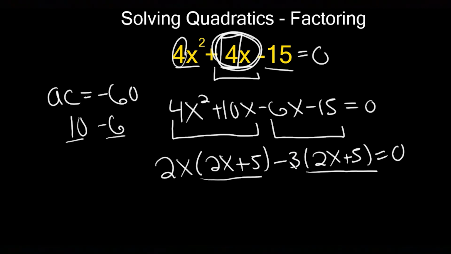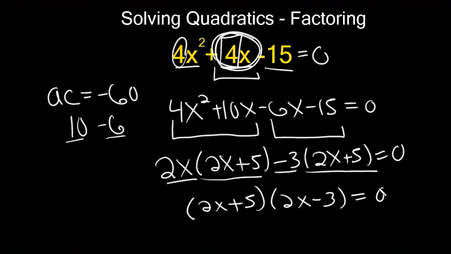So now all you have to do is write your common factor one time, 2x plus 5, and then write the outside values together, 2x minus 3. So I'm going to write here 2x minus 3, all equal to 0. And so from here, you're almost done. You have a factor here, set them both equal to 0 and solve, and you will get your answer.